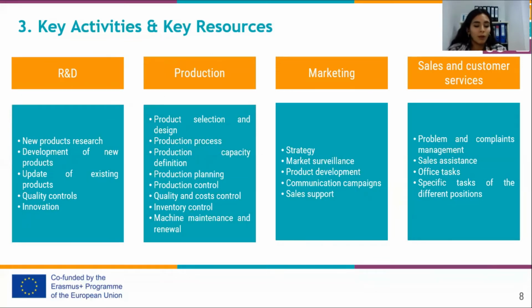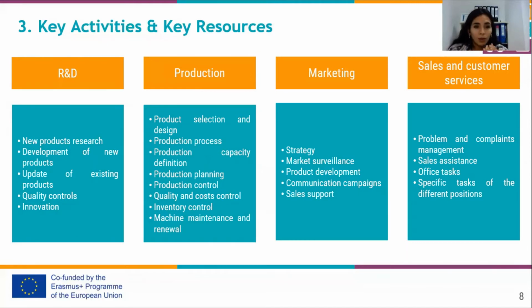For example, imagine that you have a customer and you are developing for this customer an artificial intelligence platform. You have researched for the best technology, for the best way of application. You have developed a new product or updated an existing product. And after all this development, once you have the product developed, you have to perform different quality controls in order to ensure that this solution is going to work properly. And you also perform innovation activities. These are some examples of activities if you are under the research and development scope.